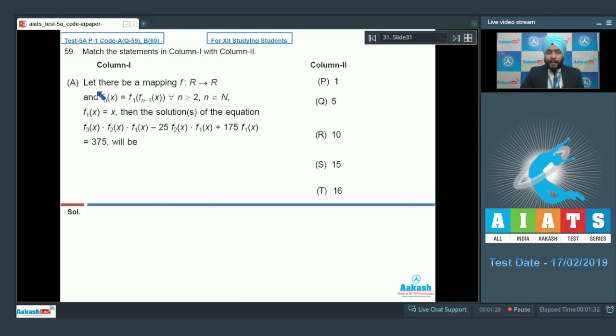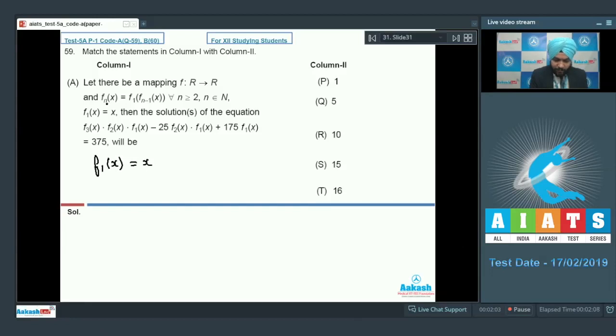Option A says that let there be a mapping f from R to R and fn(x) is equal to f1 of f(n minus 1)(x) for all n greater than or equal to 2, where n belongs to natural numbers. f1(x) is x. Then the solutions of the equation f3(x) f2(x) f1(x) minus 25 f2(x) f1(x) plus 175 f1(x) is equal to 375. So students, we have f1(x) as x.